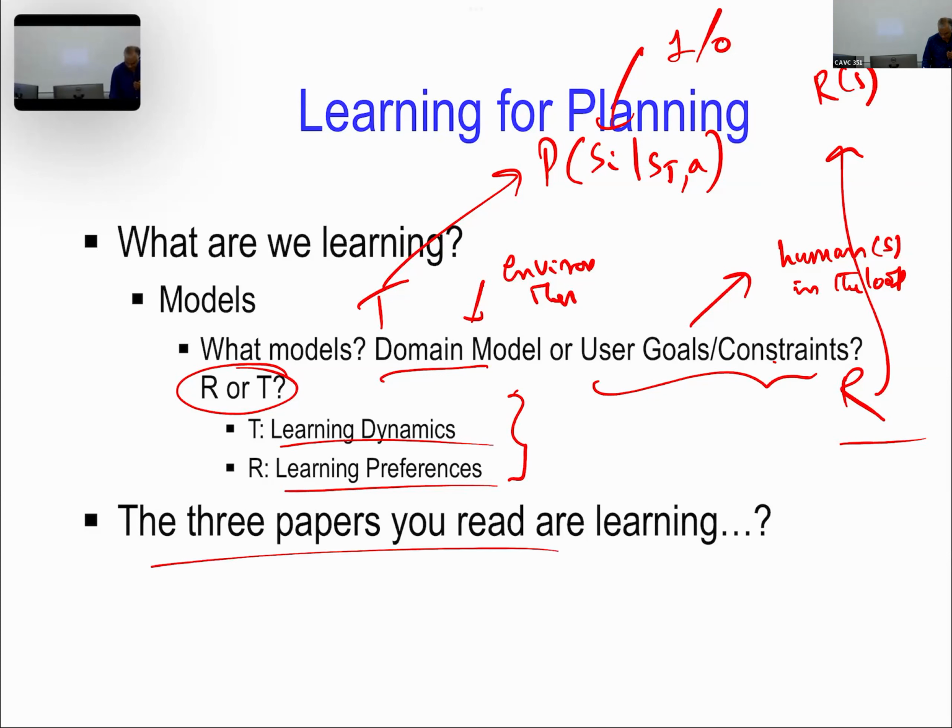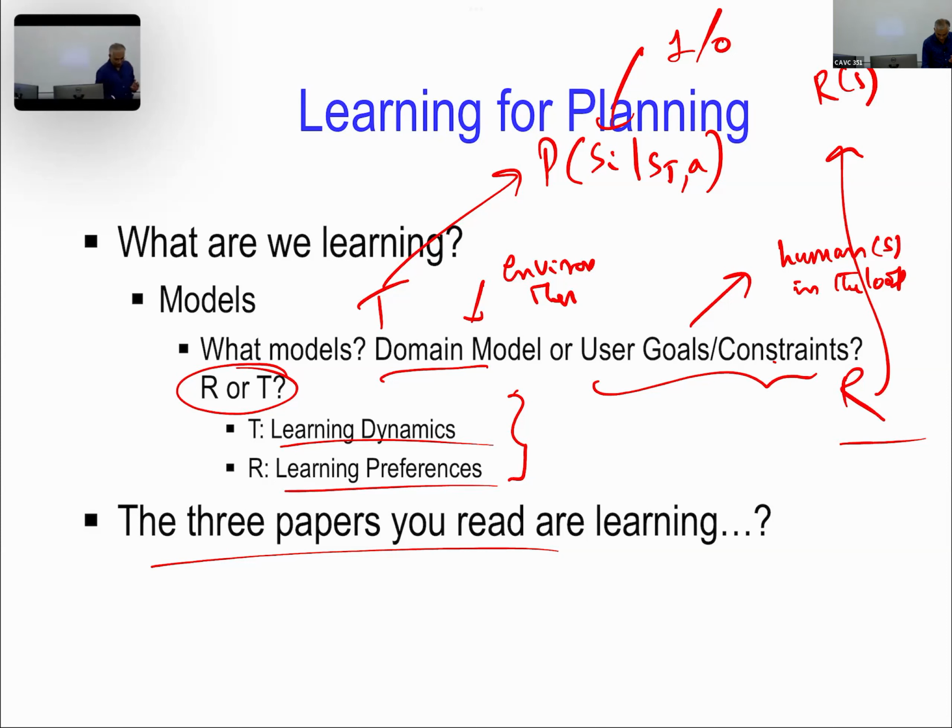So the question, of course, is the three papers that you've read are learning what? Do people see that? They're all learning dynamics. At least that much it should be clear. If not, then you're lost in the bushes and you're missing the forest. None of the papers that you have looked at are learning preferences. They're just learning dynamics.